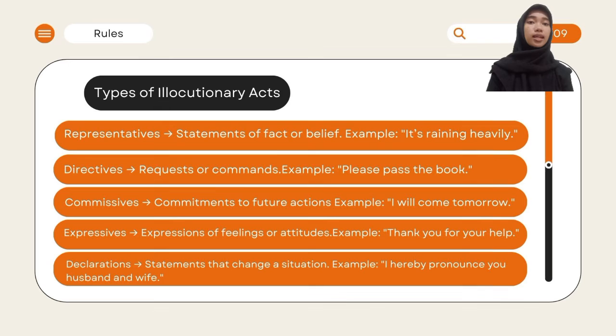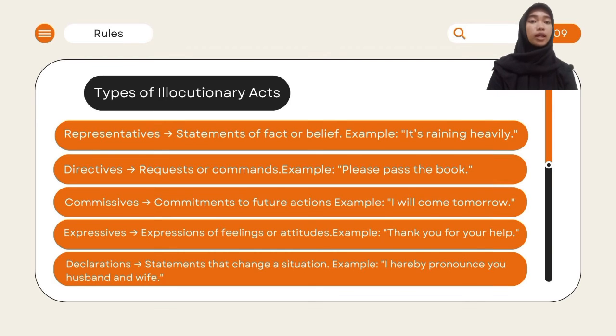Okay, the third is commissives, which are commitments to future action. These include promises, offers, or agreements. For instance, when someone says, I will come tomorrow, they are committing to a future action. And commissives are crucial in building trust and accountability in communication, as they show the speaker's intention to follow through.